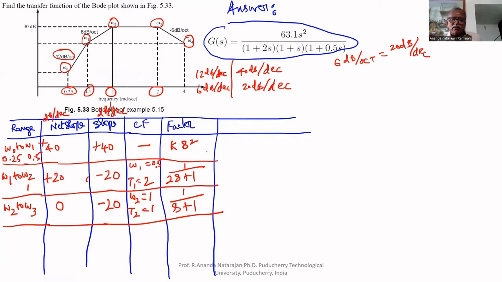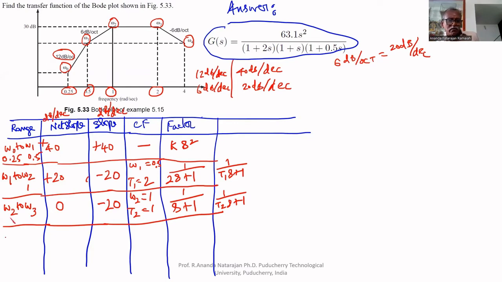Here the factors are 1 by T1 S plus 1 and 1 by T2 S plus 1, where T1 is 2 and T2 is 1. So next range is omega 3 to omega 4.